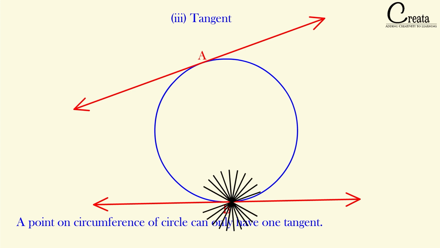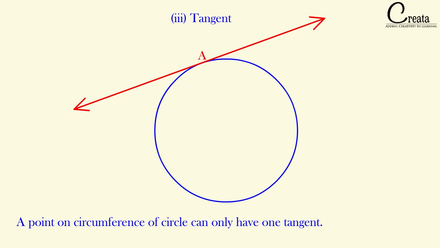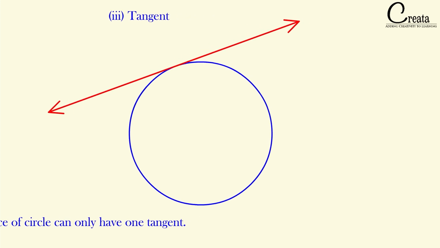If we try to draw any other line at the point B, it will form a secant. It will not remain the tangent. So every point on the circle will have only one tangent. This is important. So this is the tangent. This is very, very important, and it will be used in your exam as well as in future competitive exams. This is the basics of the tangent and you should know it.